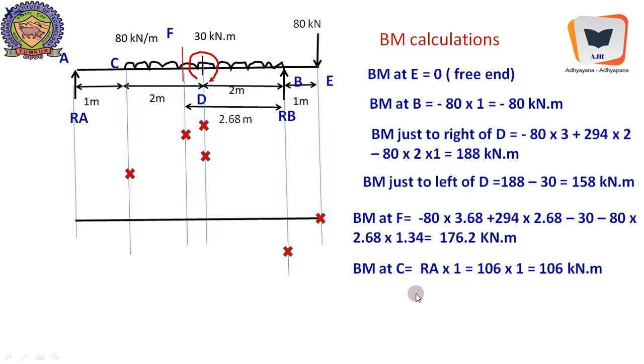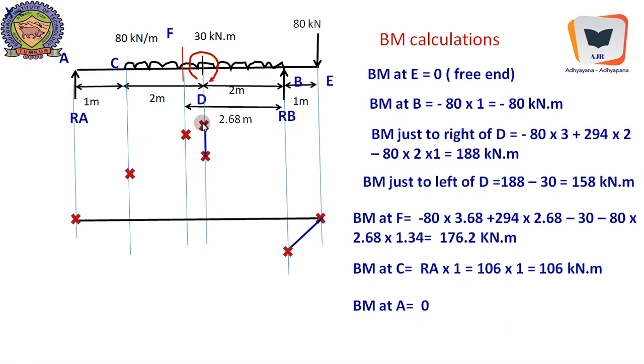So bending moment at C equals RA into 1. We are coming from this side. So RA is 106 into 1, 106 kilonewton meter. Even if we come from this side, which is laborious work, a huge computation we can avoid, then also we would have got 106 kilonewton meter. So bending moment at A equals 0. So all the points are plotted. Now these two points were first computed and connected. This is the next connection.